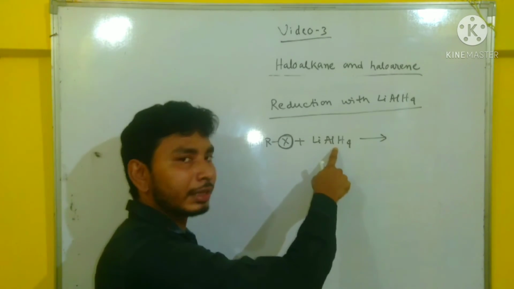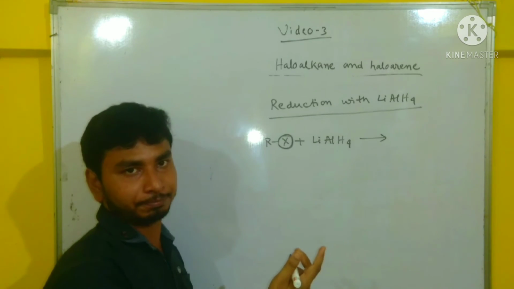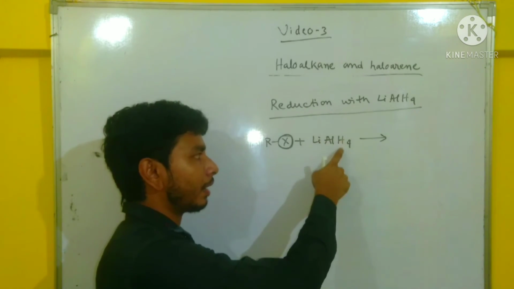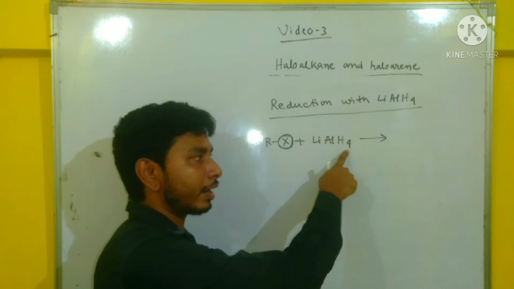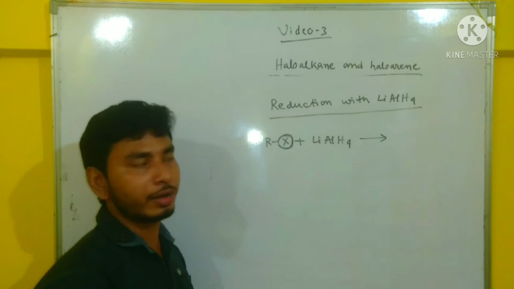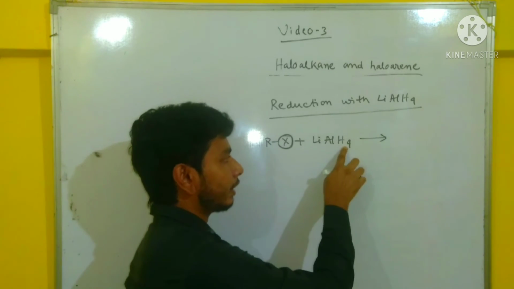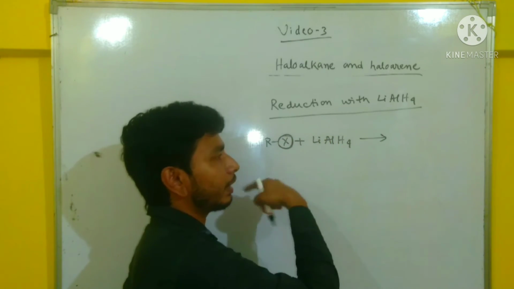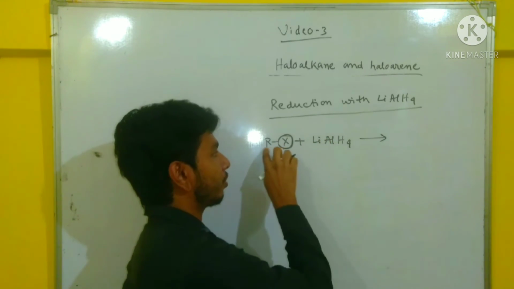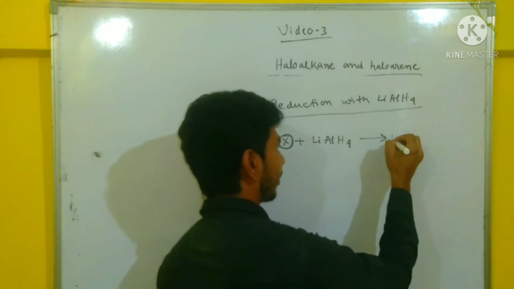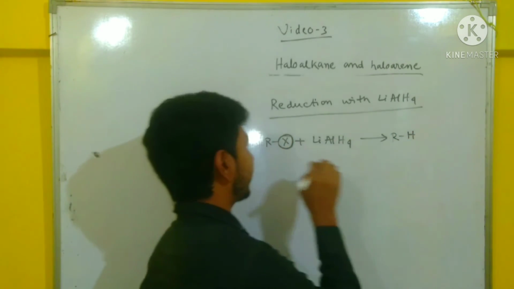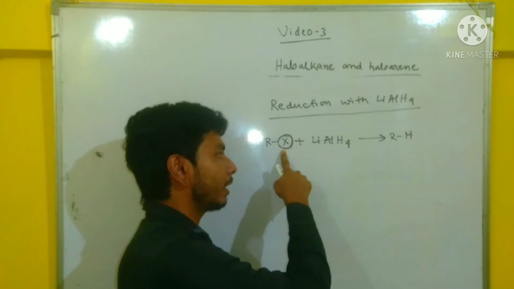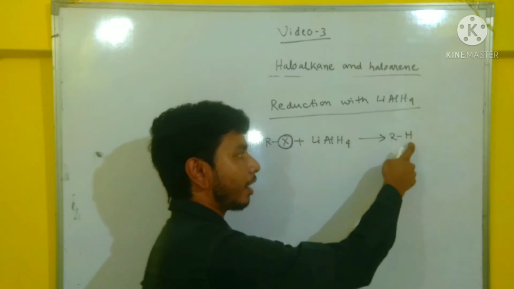Lithium aluminum hydride is a reducing agent. Reducing agent means it will supply hydrogen. So this reducing agent will supply the hydrogen, and this halogen will be replaced by the hydrogen. So the product is RH. This halogen group gets replaced by the hydrogen.